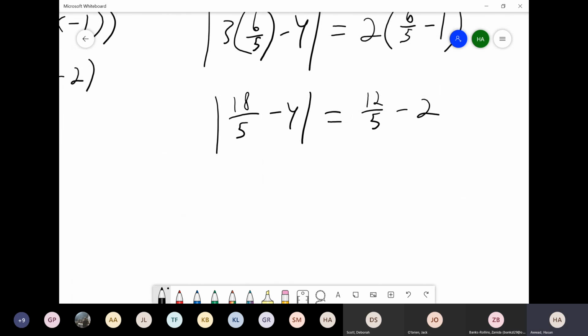Thank you. And now, Jack, I know that you spoke up as well. So, Jack, help me out. How do I convert 4 to be in terms of fifths? So that way we can do all this subtraction and stuff. Put a 5 in the bottom of it. Put a 5 in the bottom of it.